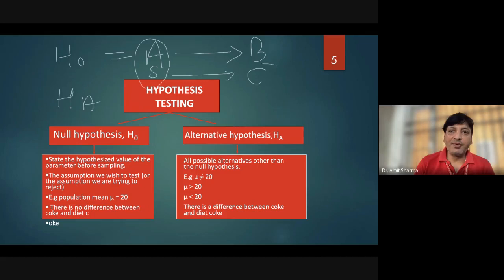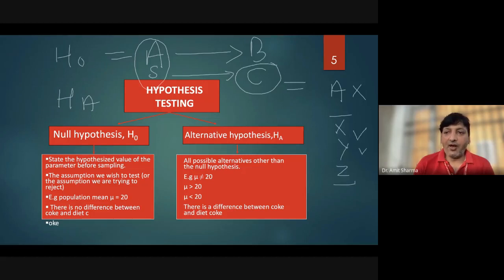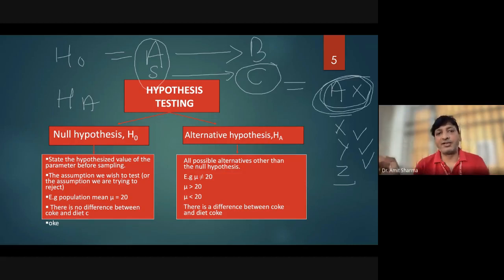Cancer has occurred to a patient, but A is not the reason. There is some other reason. It can be X, it can be Y, it can be Z. Everything is possible, but this is sure: A is not the one who has caused the cancer. This will be stated by the alternative.